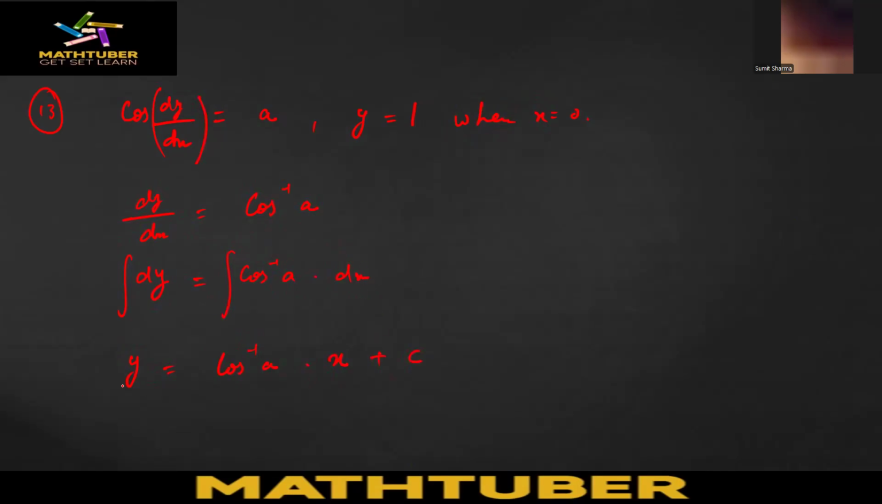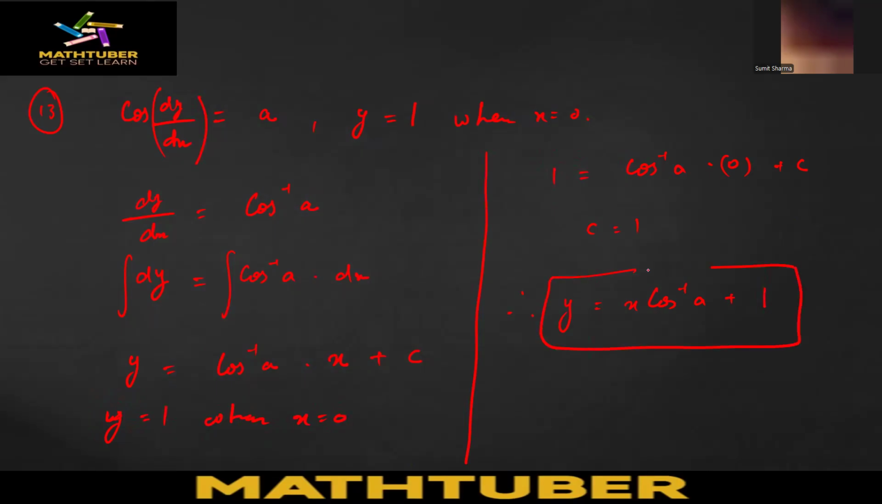Now, y equal to 1 when x equal to 0. So we'll substitute the values here. 1 equal to cos inverse a into 0 plus c. C will also be equal to 1. Therefore, the equation is given by x cos inverse a plus 1. And that is the final equation. Right? So that's a simple question.